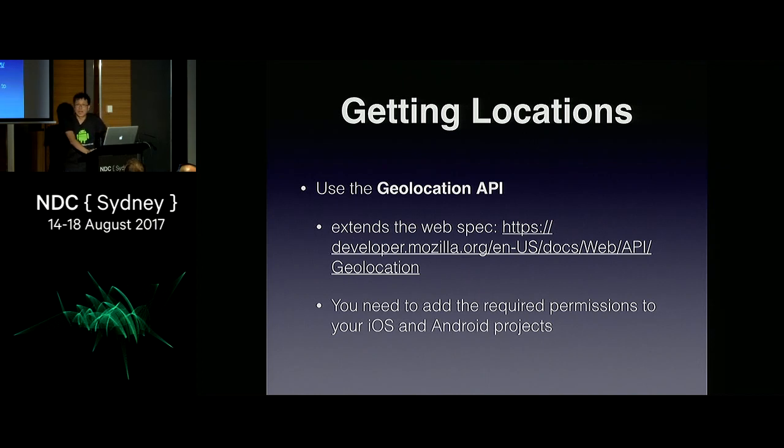Next thing, a lot of people are building location-based services, so you need to know your user's location. React Native comes with the geolocation API. It's basically very similar to the web-based geolocation API. You only need to add the necessary permissions to your iOS as well as Android projects, and then your application will be able to get the user's location.